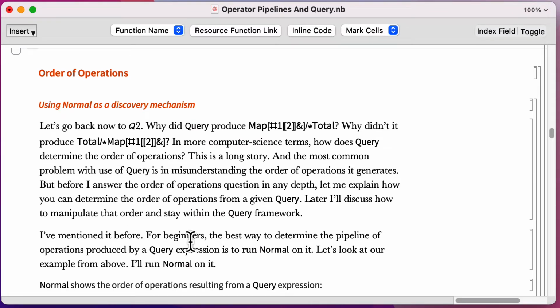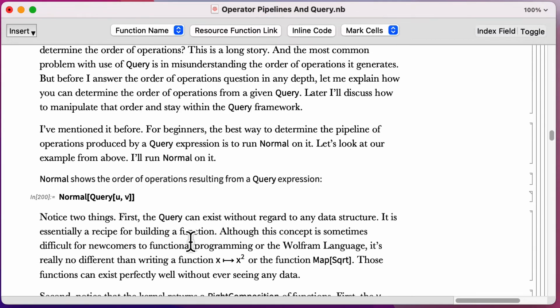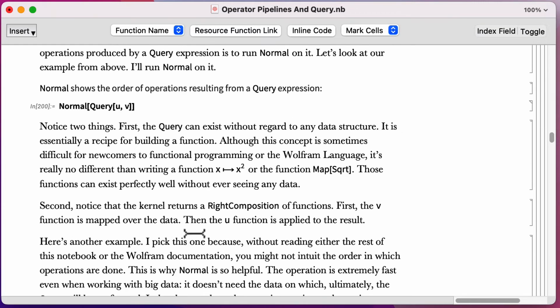Okay, so Query basically is going to produce this right pipeline of operators, and the question that is probably the hardest thing with Query is in what order and at what level are the operators produced. So one way to learn this is just to practice. Make queries and see what it does.